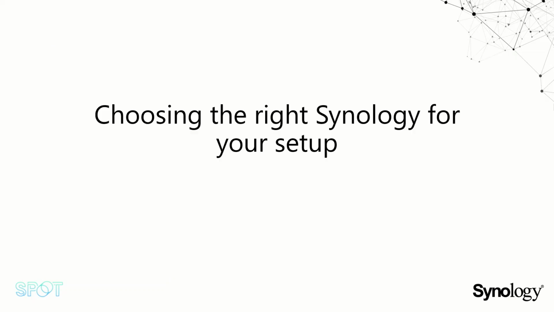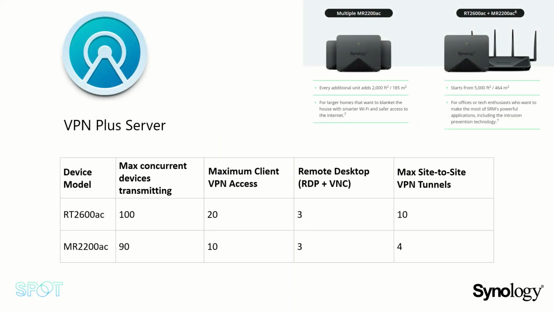But how do you choose the right Synology for your setup? Well, with the VPN Plus Server, it's available on two routers here. So we have the RT2600ac and the MR2200ac. The first one only supports a maximum of 10 site-to-site VPN tunnels, whilst the latter one only supports 4. Each site-to-site VPN license is priced at $9.99 for every VPN supported Synology product, and every VPN Plus supported Synology product is eligible for a one-time 30-day free trial for the site-to-site VPN feature.